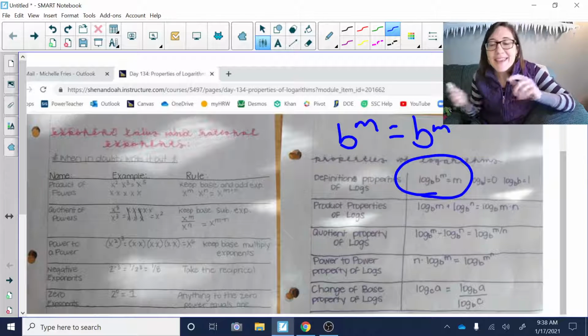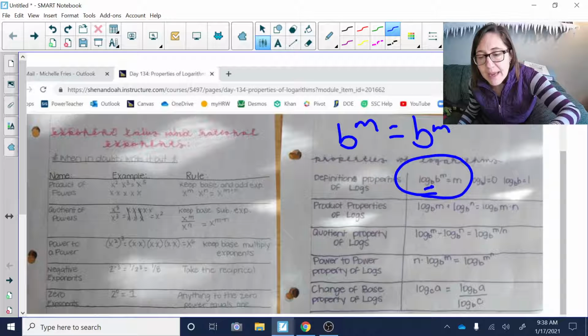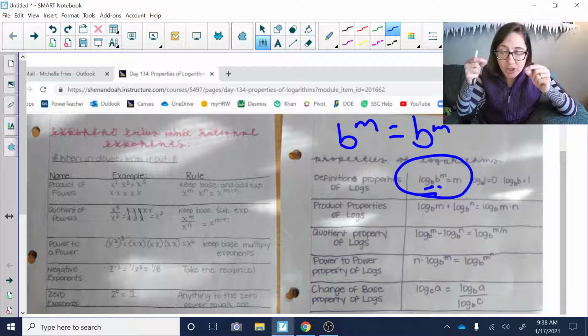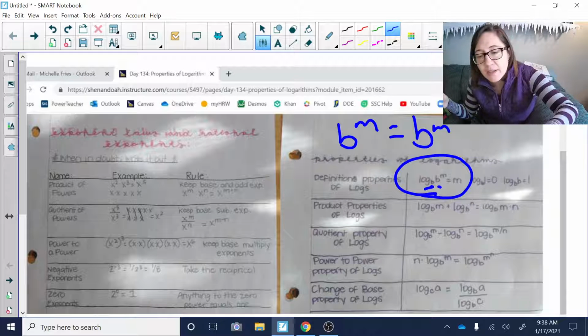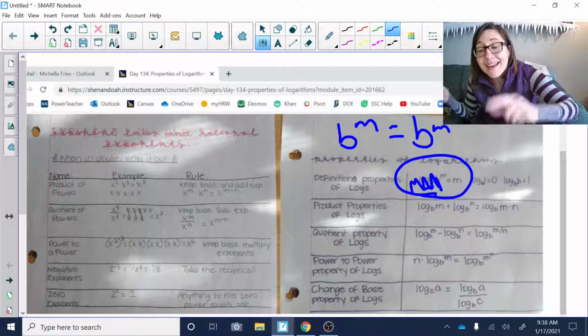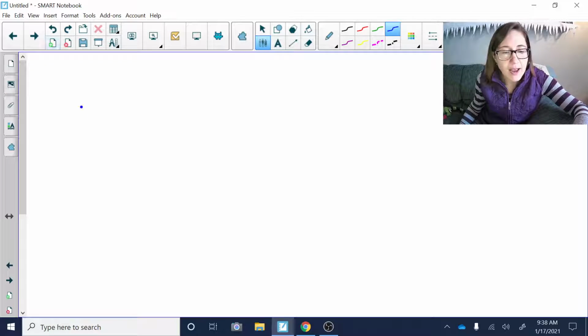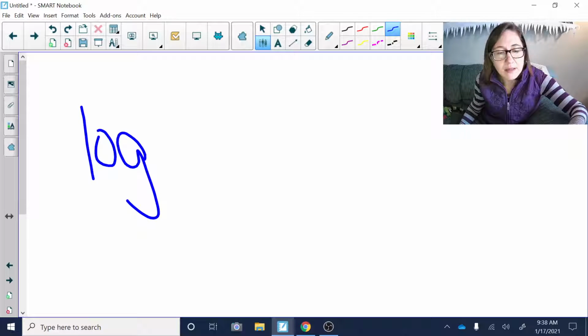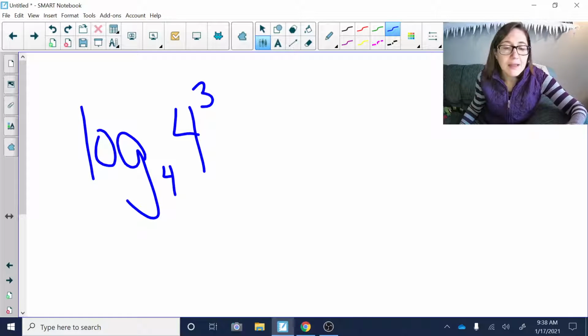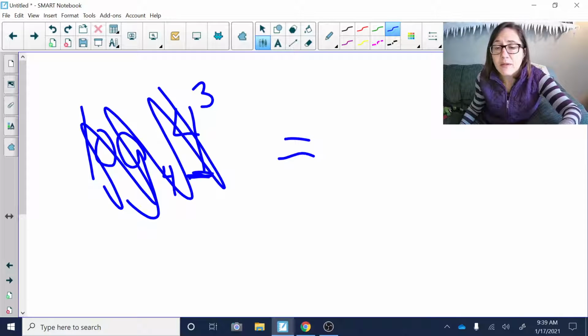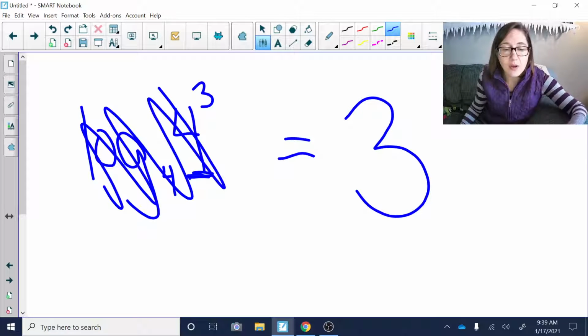So here's what this says. If your base and your argument base match, then it's just going to cancel those things out and give you the m. Let me show you what that would look like. If I have log base 4 of 4 to the third, taking the log base 4 of an argument with a base of 4 will cancel each other out. That would just equal 3.